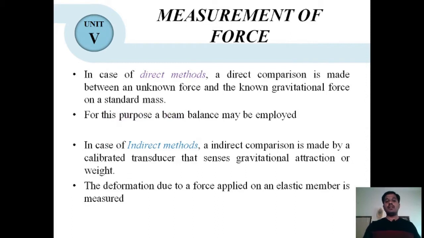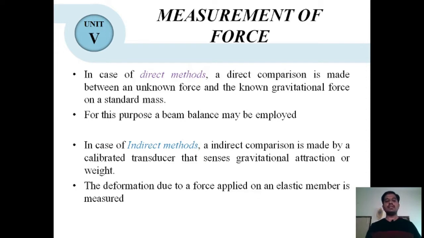In the case of direct methods, a direct comparison is made between an unknown force and the known gravitational force on a standard mass. For example, we have an unknown force and we have a known force. If we want to measure this unknown force, we will try to compare it with the known force, such that the known and the unknown forces should be equal. For this purpose, a beam balance may be employed.